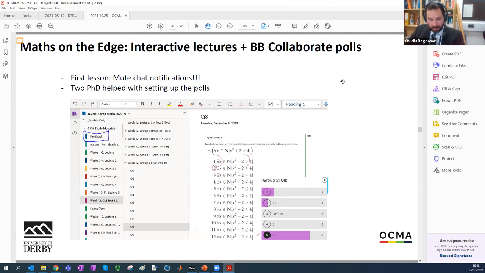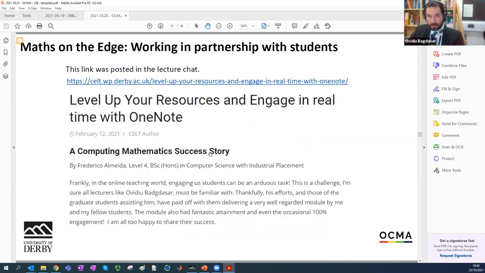Now, with this COVID pandemic, we all had to develop new edges to our practice. I had to develop new types of interactive lectures, Blackboard Collaborate polls to make the sessions interactive. And I was very proud that in some of the sessions, I had 100% engagement. So we had to find ways to make all these sessions work. And I think this helped us all to develop much better materials than before.